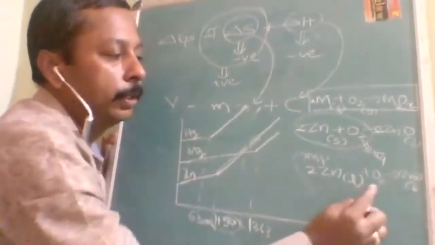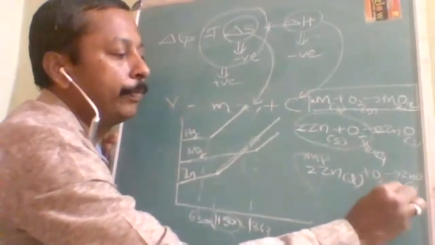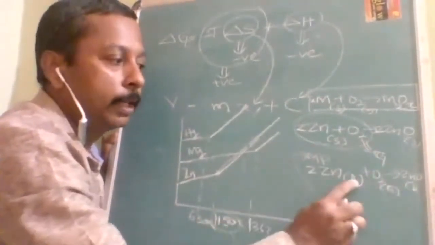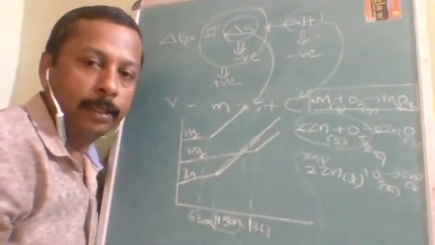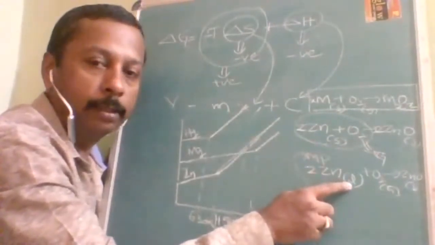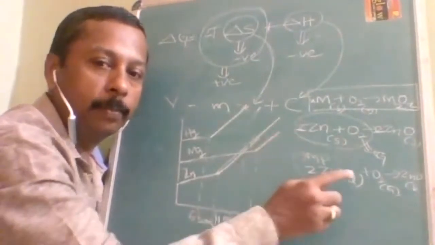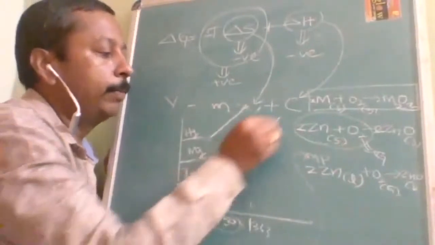So here is the entropy delta S increasing or decreasing? Earlier it was only gas and solid. Now here it is gas and liquid. So entropy will be increasing, because solid is now converted into liquid. The entropy of a liquid is more than the solid. That's why there will be a sharp increase.